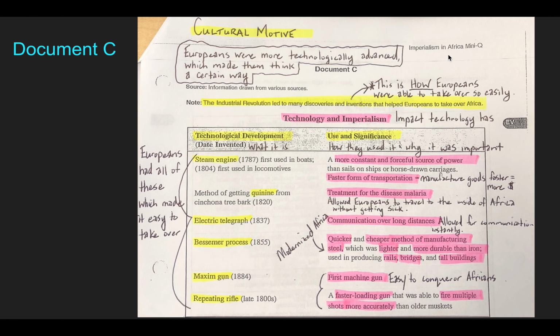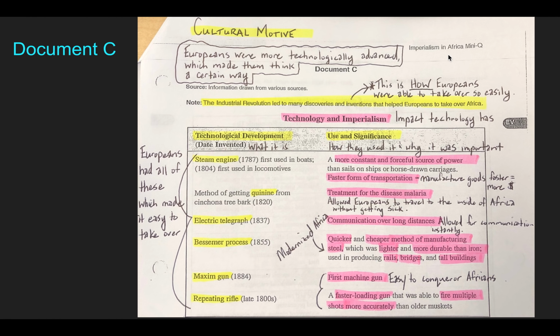So what I want you guys to do is, if you're looking at the note, which is right above the title that's in the middle, it says the Industrial Revolution led to many discoveries and inventions that helped Europeans take over Africa. Highlight that entire note, and then I want you to draw a little arrow up to the right, like I did. And this note, side note, or annotation is really important. What is in the chart will explain how the Europeans were able to take over and conquer parts of Africa so easily, because that's what happened.